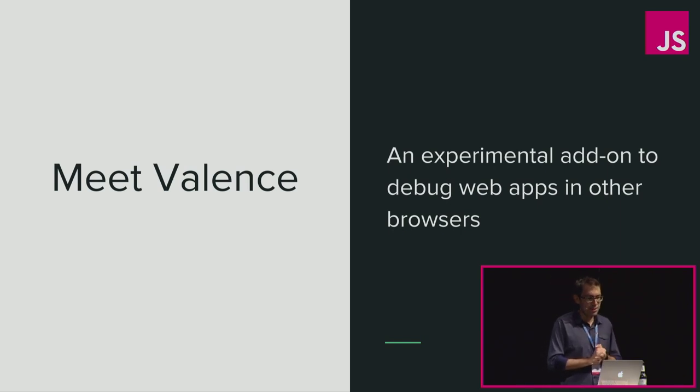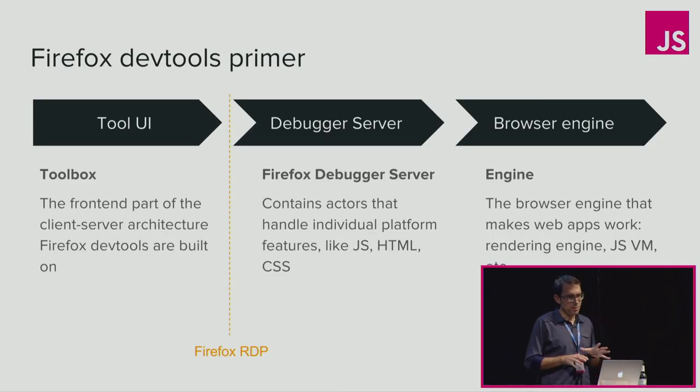So Valence is an add-on that we developed that lets you debug web apps running in other browsers. But before I get to the details of how it works, it would be useful, I think, to give you a quick primer of how the developer tools in Firefox are architected. The main architecture is a client-server piece that has the tool user interface, the thing that you interact with by pressing buttons and clicking on checkboxes and typing in input forms, as the client part. And that client part communicates with the server through the Firefox Remote Debugging Protocol, which has its own specification, which is open. And everything, of course, is open source, but even the spec is documented.